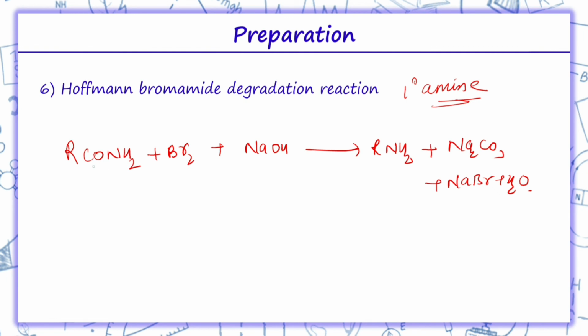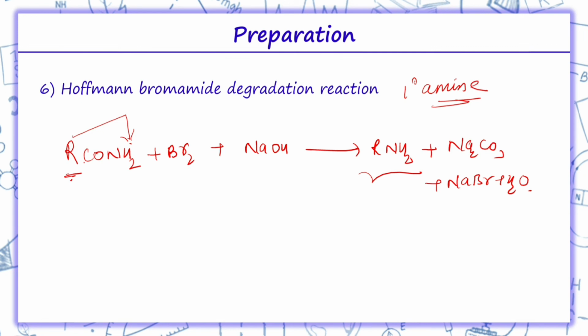So here basically the migration of alkyl or aryl group takes place from the carbonyl group of amide to the nitrogen atom. So the amine so formed here has one carbon less than the carbon present in the parent amide.